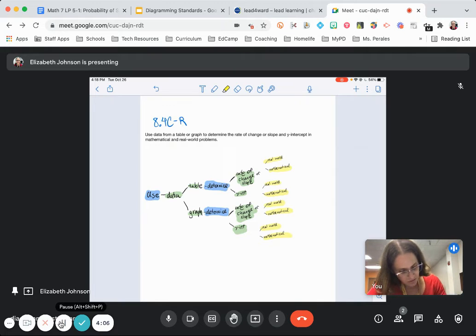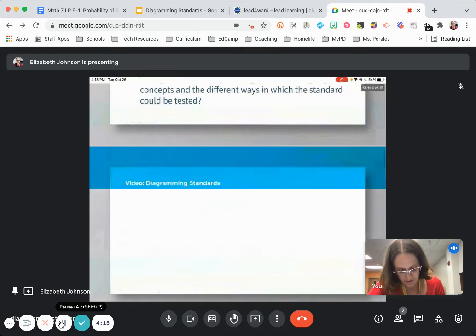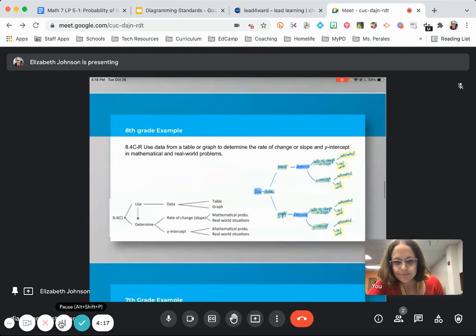Now, when I go back and look at the way that Lead Forward diagrammed this, they did it a little bit differently. And I still like Lead Forward, even though they did it differently. That's okay with me. Check it out. Let me show you their diagram. So there's mine, and you can see it there. And here's theirs. So they also split it off: rate of change and y-intercept, mathematical and real world. But they said for all of these things, we're really using data from a table or a graph. And that makes sense to me too. And your team might come up with an entirely different diagram.